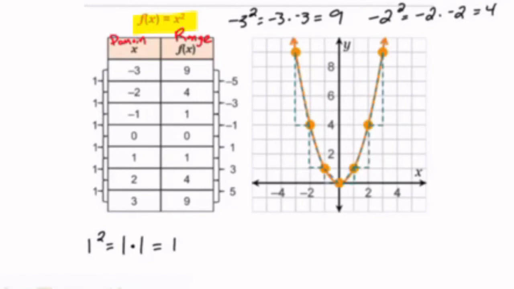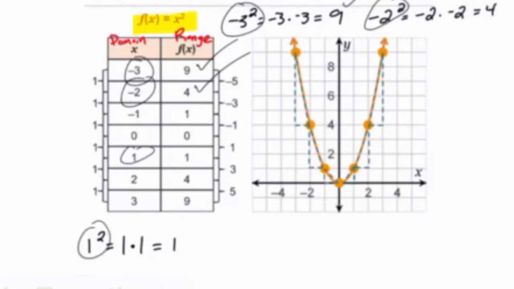Negative 3. Negative 3 squared, because quadratic means squared, is equal to negative 3 times negative 3 equals positive 9. That checks. The next domain value, or x value, negative 2 squared, is equal to negative 2 times negative 2. That is a positive 4. That checks. Let's take a look at one more term. Look at the positive value of 1. This is the input. 1 squared equals 1 times 1 is 1. That checks. So the table is true to the equation given. Remember again, the x is the domain, and the f of x, or the y, is the range.